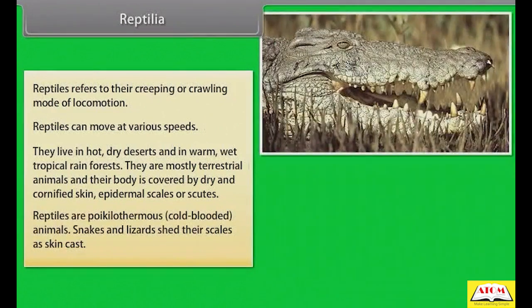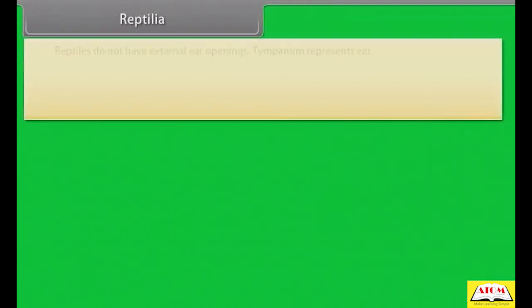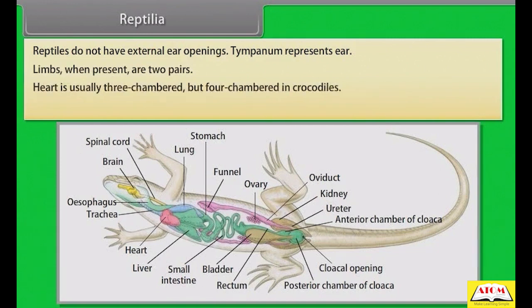Reptiles are poikilothermous, or cold-blooded, animals. Snakes and lizards shed their scales as skin cast. Reptiles do not have external ear openings; the tympanum represents the ear. Limbs, when present, are 2 pairs. The heart is usually 3-chambered, but 4-chambered in crocodiles.